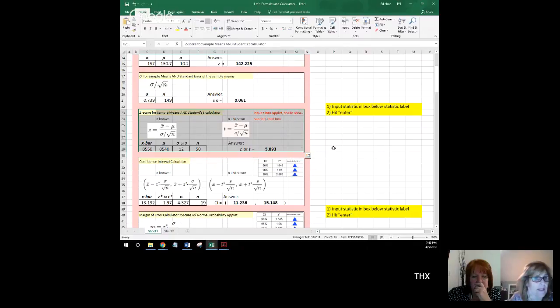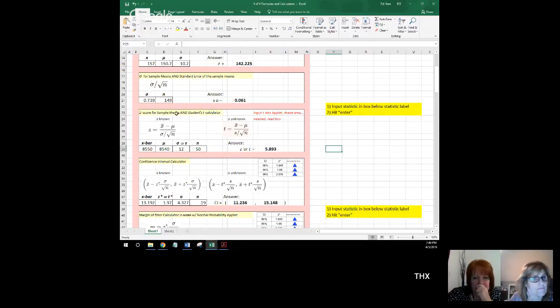Okay, so we had 8550. Oh, so this is the student's T calculator, not the normal probability app? No, I think if we were dealing with degrees of freedom, it would be students T. The formula is the same. The only difference is they're two different applets, but the formula is the same. So our X bar is 8550. Yeah, that sounds right. The mean is also 8550.